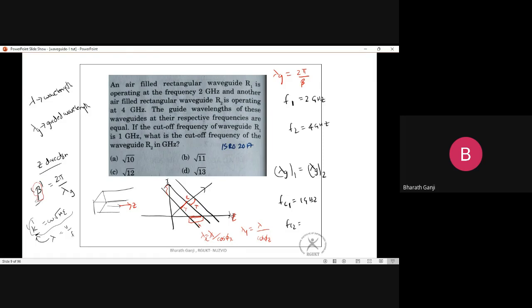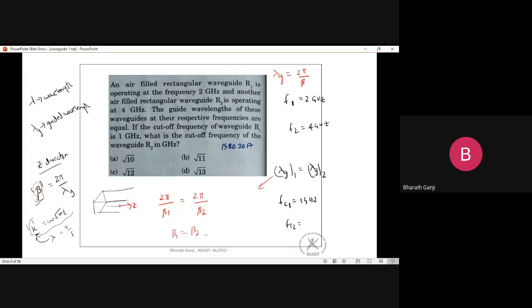Okay, so let us see how to solve this equation. According to the question given here, at the operating frequencies both waveguides have the same guided wavelength. If I substitute lambda g here, 2 pi by the propagation constant beta 1 should be equal to 2 pi by beta 2, or simply beta 1 should be equal to beta 2.